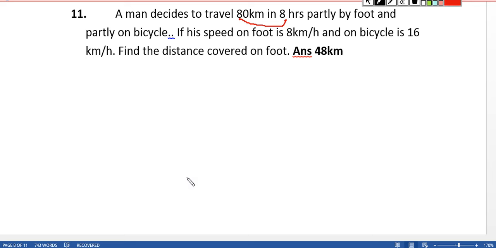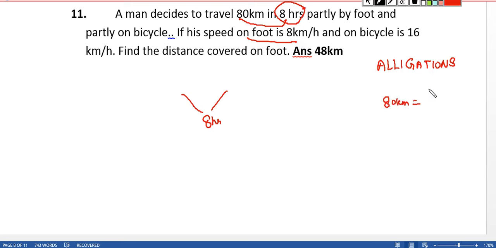Okay, so what I'm going to do for this question is that I'm going to use allegations. So the average time happens to be 8 hours. Okay, this is 8 hours average time. And the time taken by him to travel on foot is what? The total distance is 80 km. The distance is equal to what?